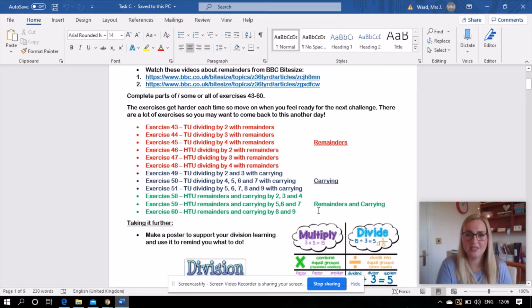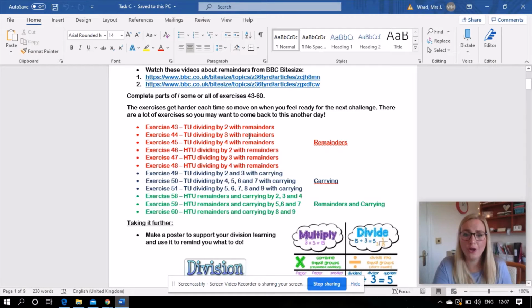Your green section, this last section, which is 58 to 60, is going to be the most challenging work of the day today because you're going to have to think about carrying within your division sum and also you're going to have remainders, okay? Your first lot of remainders and carrying is 58. That's going to be hundreds, tens and units, dividing by 2, 3 and 4. Then you go into hundreds, tens and units by 5, 6 and 7, and the final exercise 60, the most challenging of the day, is hundreds, tens and units, dividing by 8 and 9 with your carrying and your remainders.